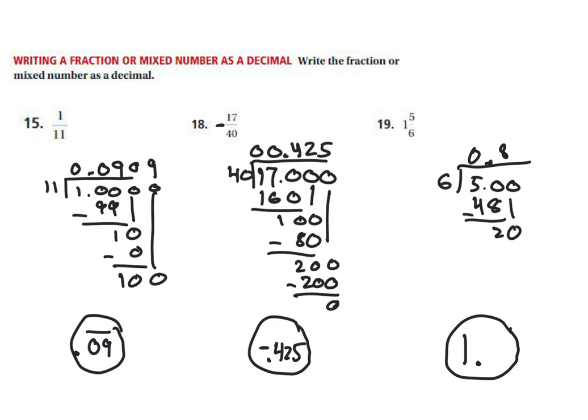6 goes into 20 3 times. 3 times 6 is 18. Subtract and bring down another 0. 6 goes into 20 3 times. And now you can see that there is this repeating pattern where it's going to be 20 minus 18, 20 minus 18. And so therefore we can say that the 3 is going to repeat. So we don't even need this extra one. So we'll have 1.83333 that repeats forever.